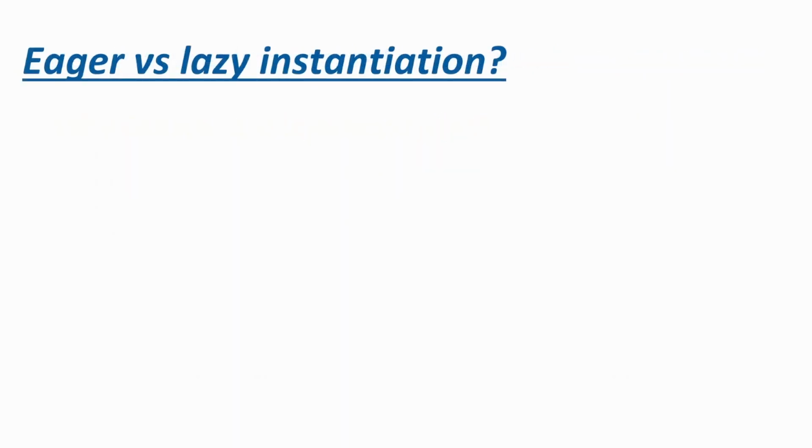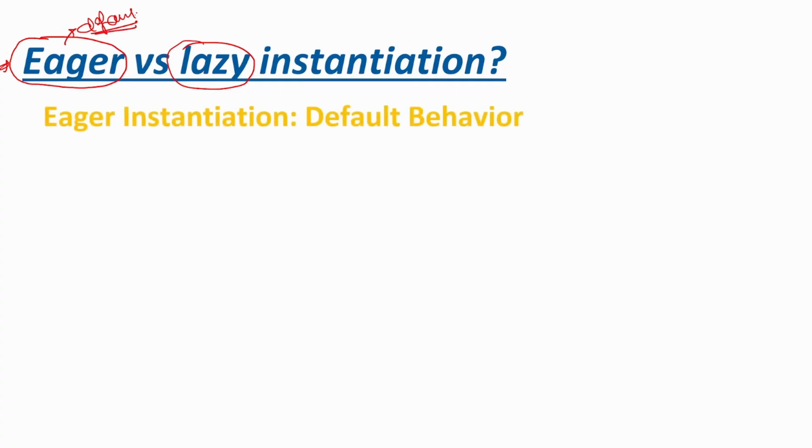Now, till now we have learned about the singleton bean, how we can create it, and its life cycle. But there are two methods of initialization of the singleton bean. One is eager and one is lazy. Let's say by default Spring follows eager initialization. So what is meant by eager initialization?